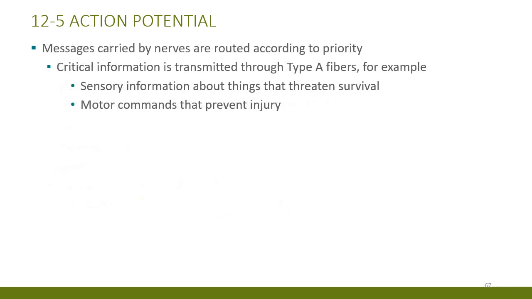Okay, so the messages carried by nerves are routed according to priority. The critical information is transmitted through the type A fibers, like I said. That really has to be fast. We need that sensory information about things that threaten our survival. And the motor commands have to be fast too to prevent injury.